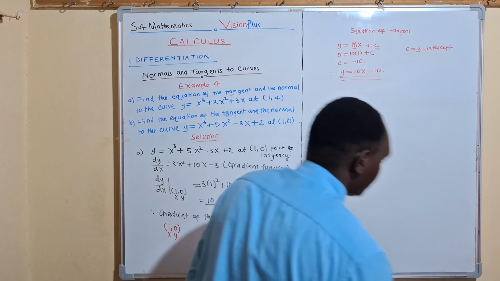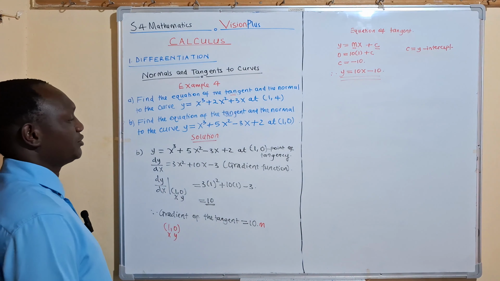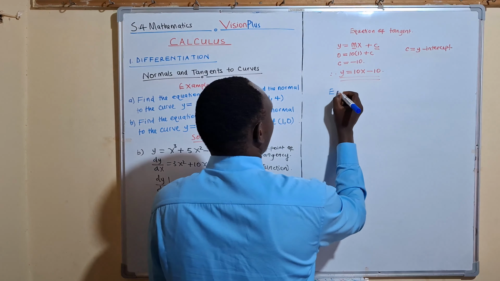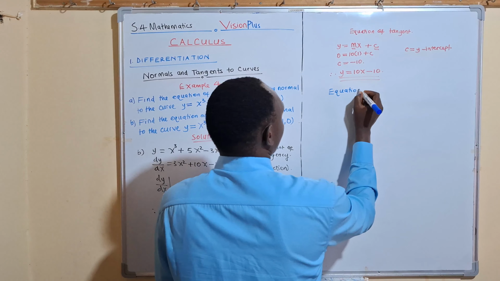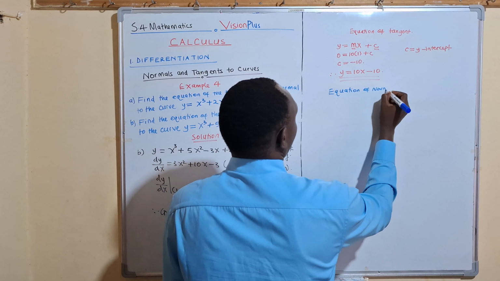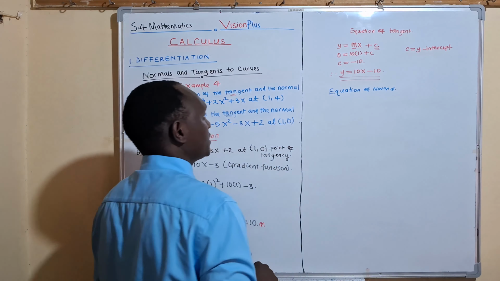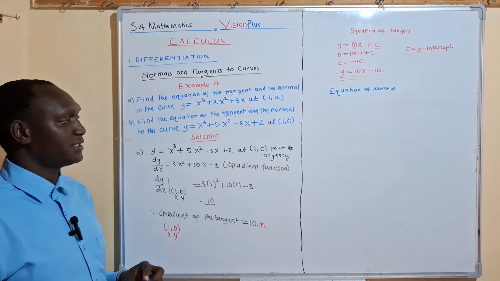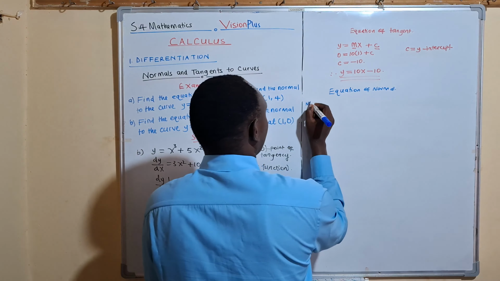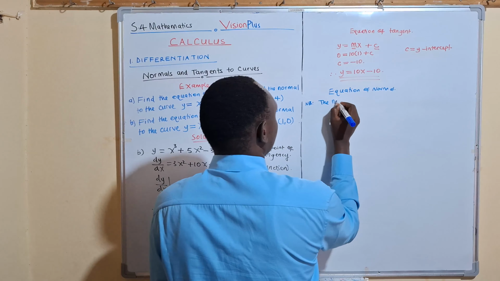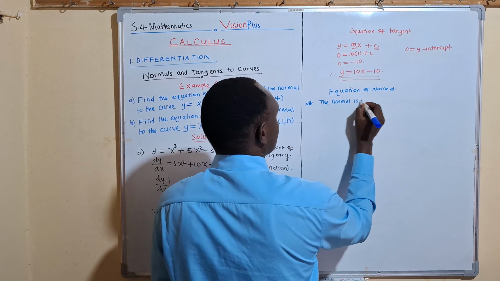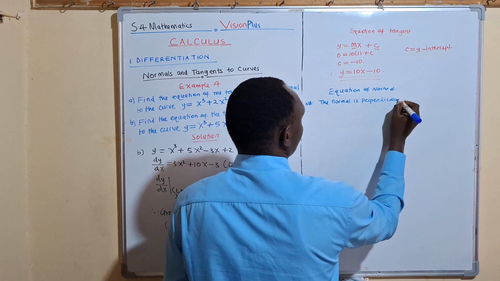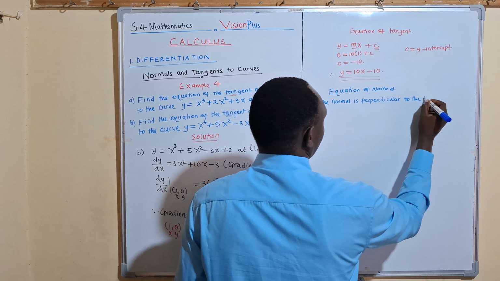After getting the equation of the tangent, we need the equation of the normal. The question has asked for both. So the equation of the normal, line. What do you know about the normal and the tangent? You know that the normal is perpendicular to the tangent. What is the implication of that?